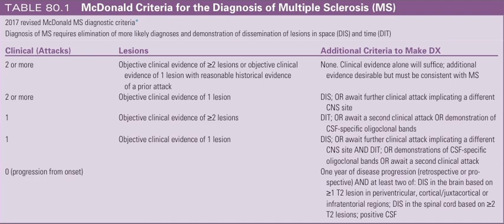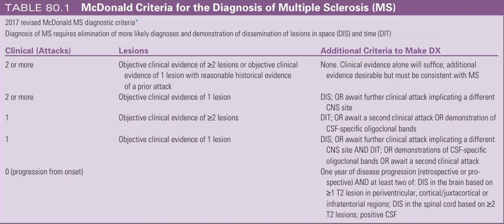Second one, lumbar puncture, spinal tap, that reveals CSF specific oligoclonal bands, unique proteins that act like a signature of ongoing immune activity in the nervous system. Third one, if those are not present, the doctor must wait to see if a second clinical attack occurs.